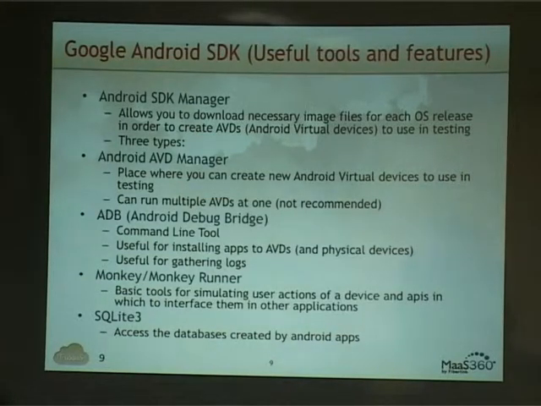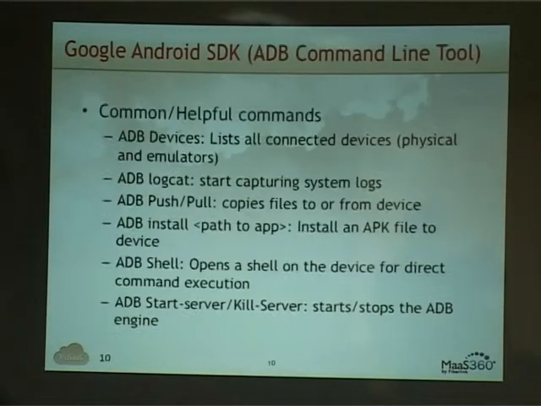There are programs called Monkey and Monkey Runner, which are some basic tools. I haven't used these a lot. I've tried them out. You can use them to simulate user actions on a device and do some automation around them. They're limited. And then there's SQLite 3, which will allow you to access databases created on it. So those are the main tools that can help from a testing perspective in the Google SDK. There are many other tools available in there as well that you can look at and see, but these are the most common ones. I also provided a list here of the common and helpful commands for ADB.